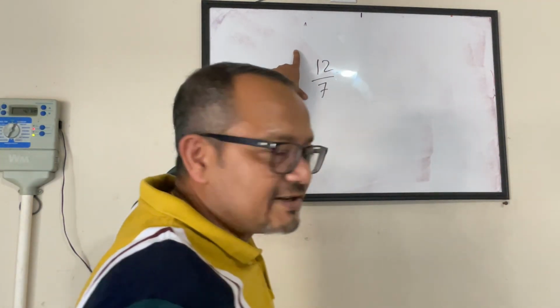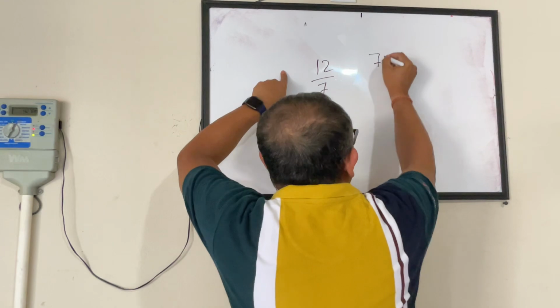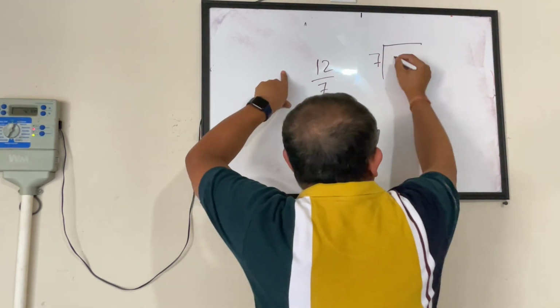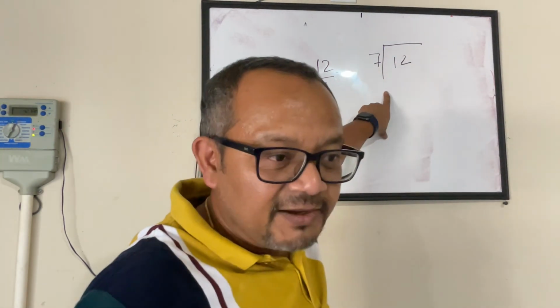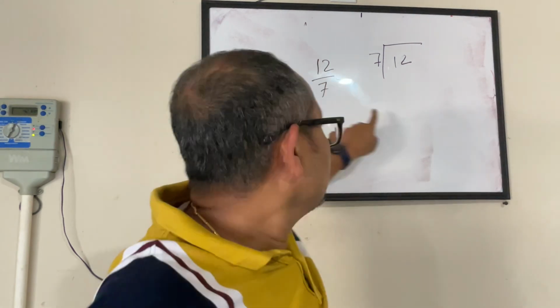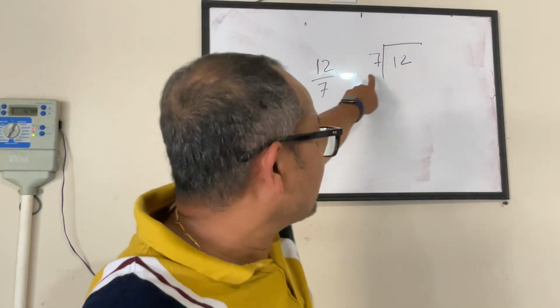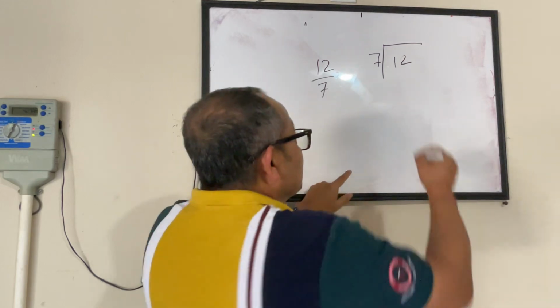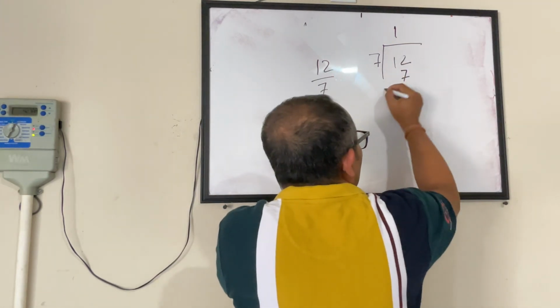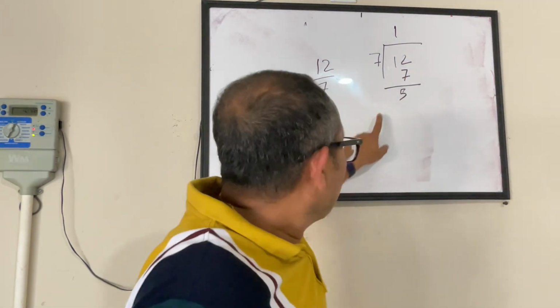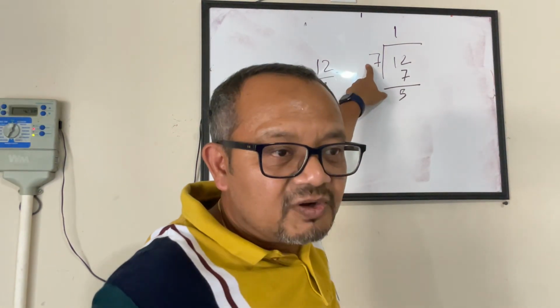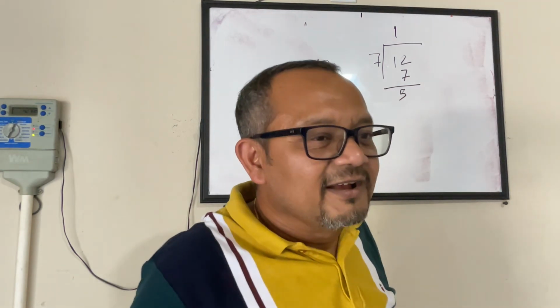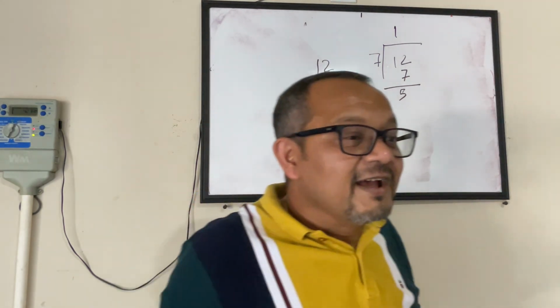Now, let's look at it. We are trying to divide 12 by 7. 7 1 7. What is remaining? 5. 5 is smaller than 7. What can you do? Nothing. That is when chicken comes. So this is when decimal comes to our rescue.